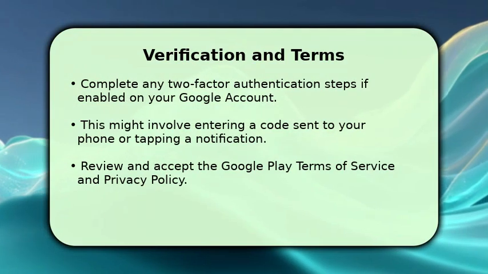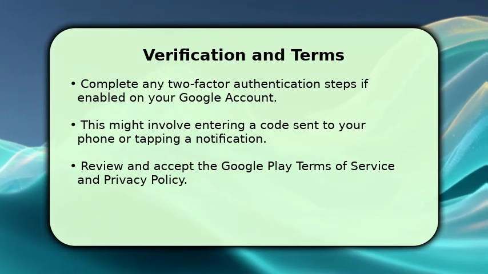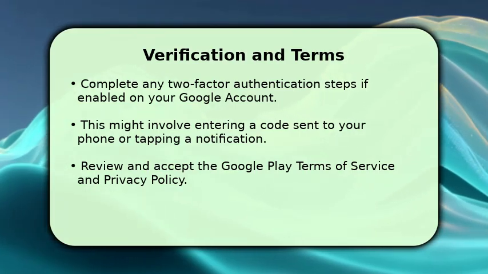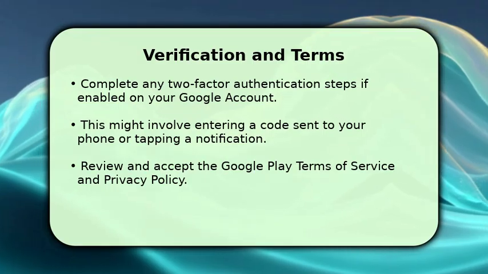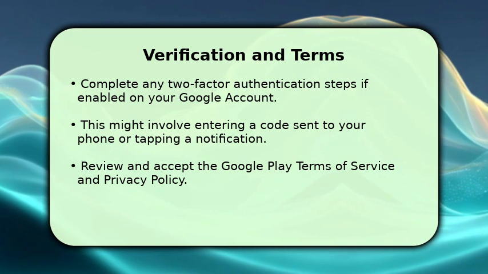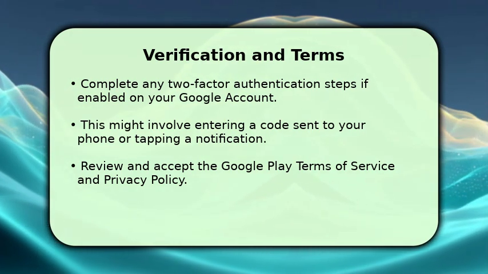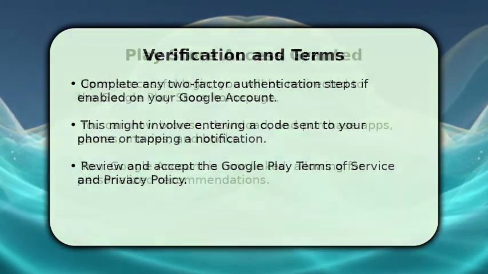If you have two-factor authentication enabled, you will be prompted to verify your identity. This could involve entering a 6-digit code sent to your registered phone number or approving a notification on another trusted device. After successful verification, you will need to review and accept the Google Play Terms of Service and Privacy Policy. This is a standard step to ensure you understand the usage guidelines.